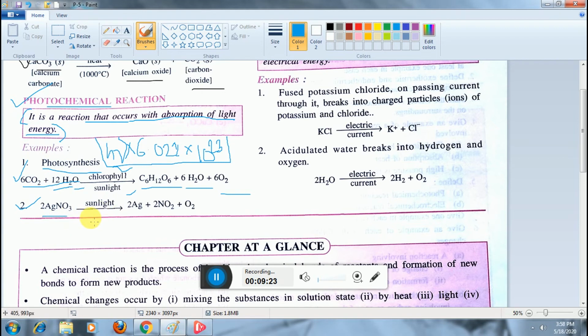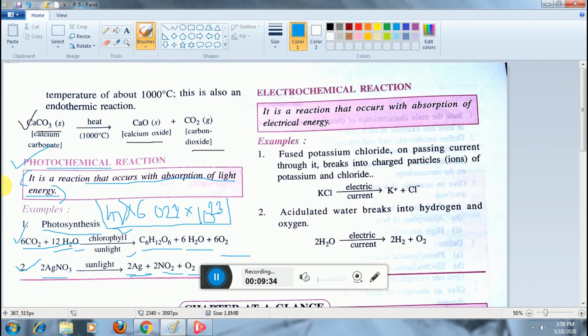This reaction is termed photosynthesis. Another example is when silver nitrate is irradiated in diffuse sunlight, it produces silver, nitrogen dioxide, and oxygen gas is evolved.